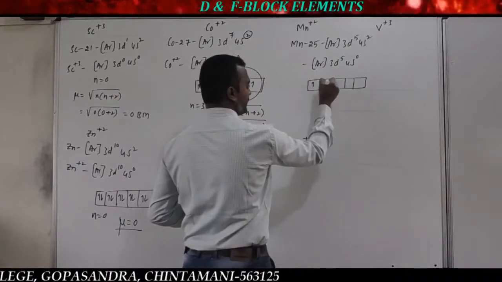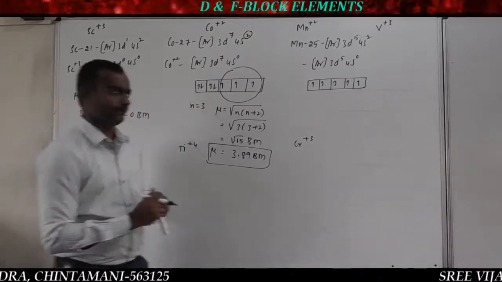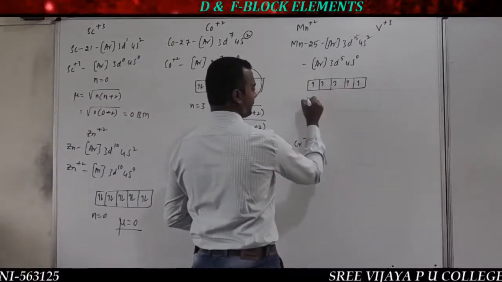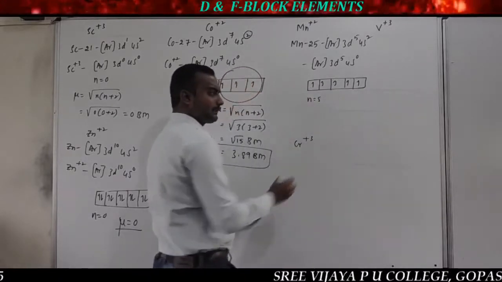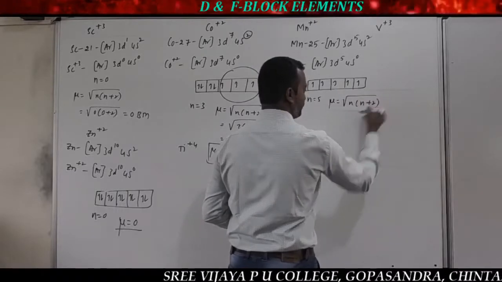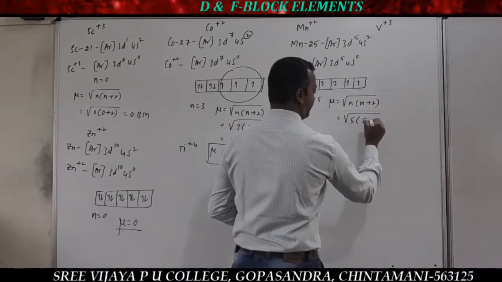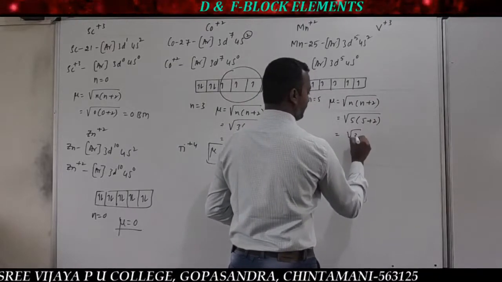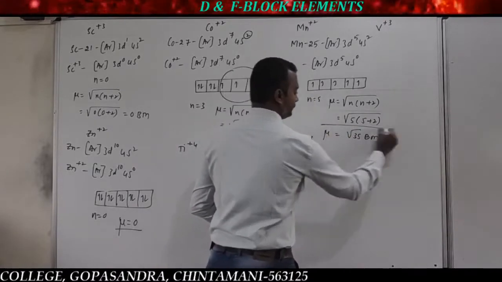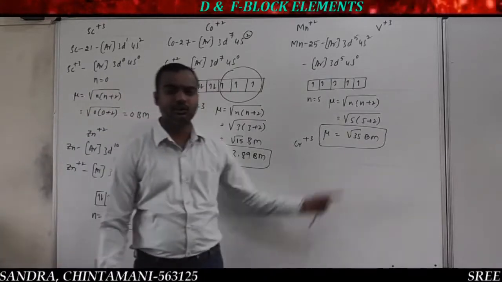So 5 electrons are there first. They are simply occupied singly because the d orbitals have the same energy. So there are 5 unpaired electrons: 1 2 3 4 5. So n is equal to 5. Substitute: mu is equal to root of n into n plus 2 Bohr magneton, which is root of 5 into 5 plus 2, equal to root of 35 Bohr magneton. That is the mu value. You can simplify root 35, around 5.8, and answer it.